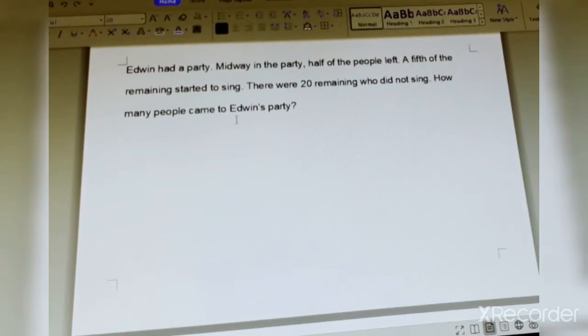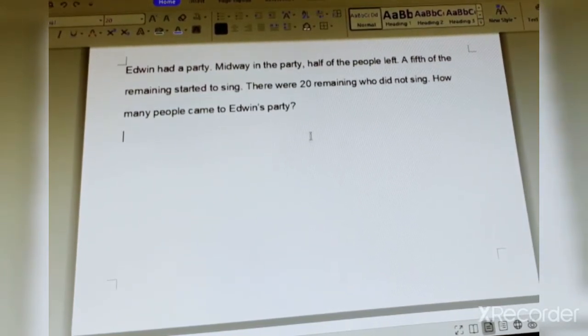Okay, let's try this problem for you to practice. Edwin had a party. Midway in the party, half of the people left. A fifth of the remaining started to sing. There were 20 remaining who did not sing. How many people came to Edwin's party?